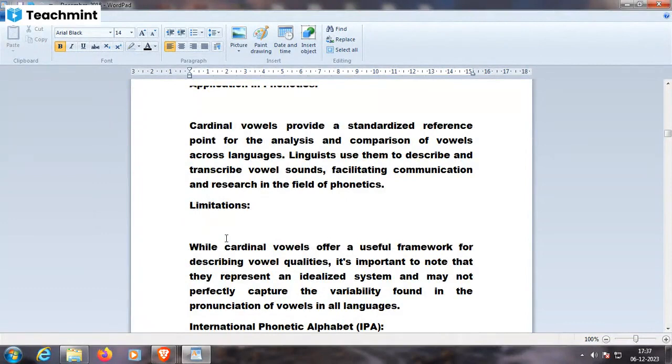Then comes the limitations of cardinal vowels. In describing vowel qualities, it is important to note that they represent an idealized system, and they make us understand the presentation of vowels properly.